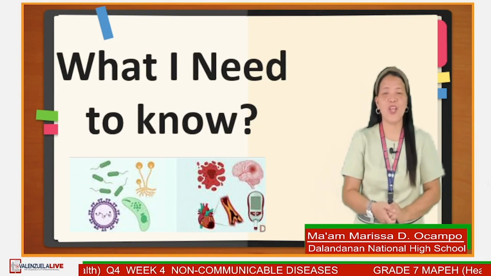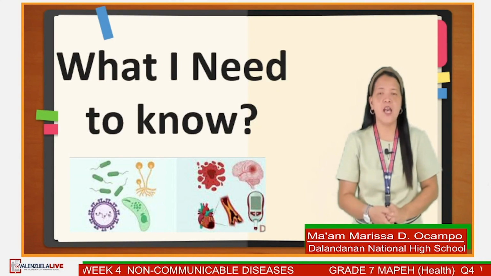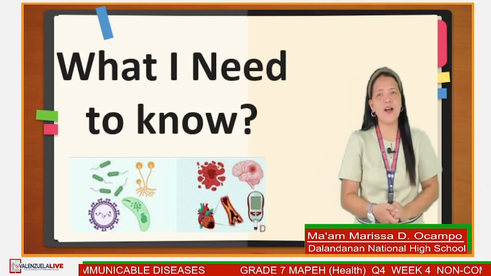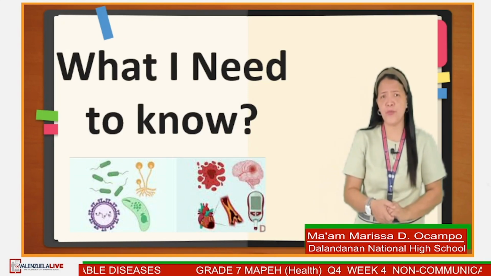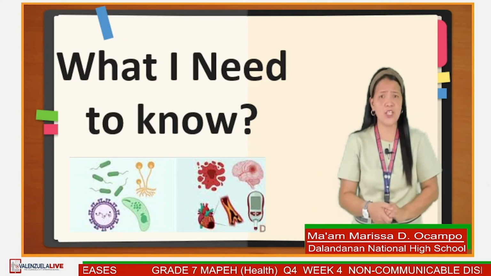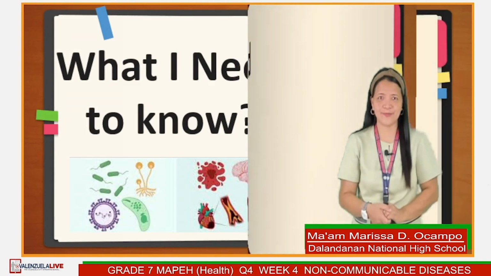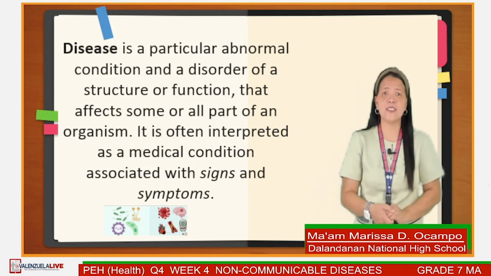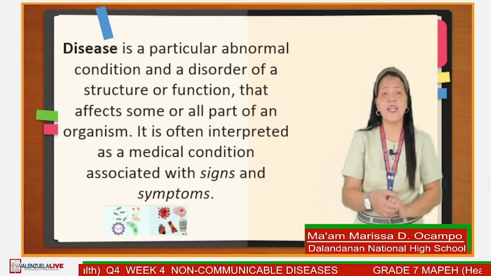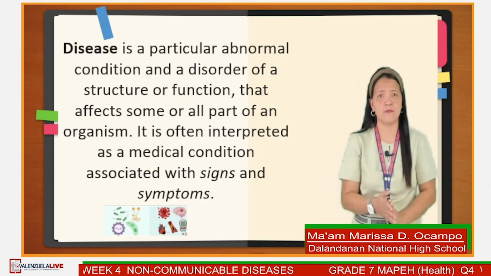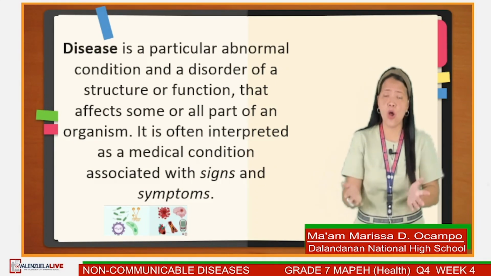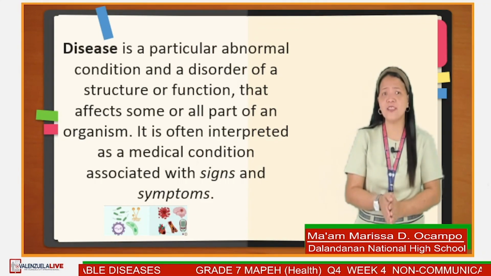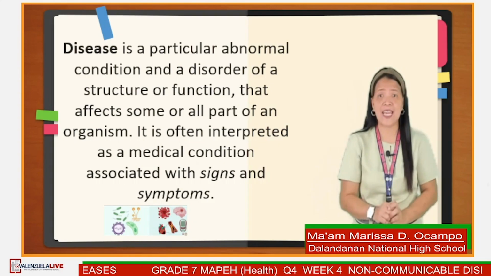In the previous lesson, you have learned about mental health, stress management, and common mental disorders. As we go along the way, the next topic that we will have in this quarter deals with the prevention and control of diseases. What is disease? Disease is a particular abnormal condition and a disorder of a structure or function that affects some or all parts of an organism. It is often interpreted as a medical condition associated with signs and symptoms.